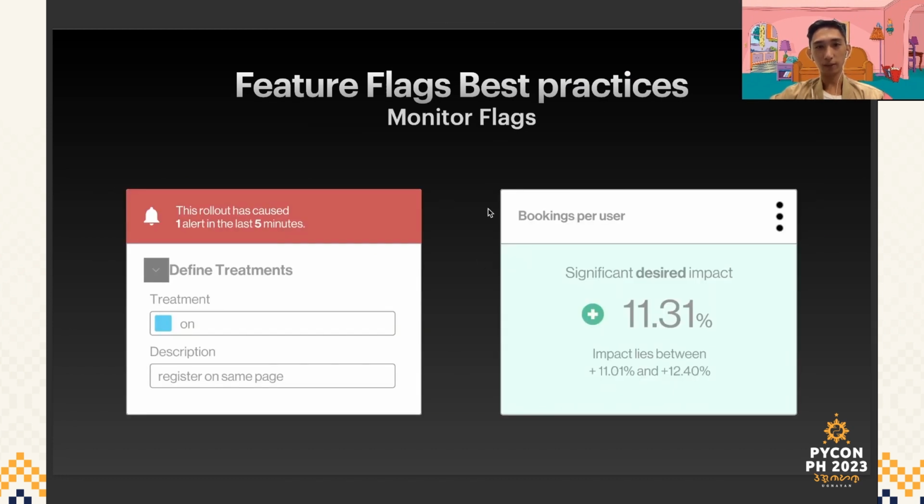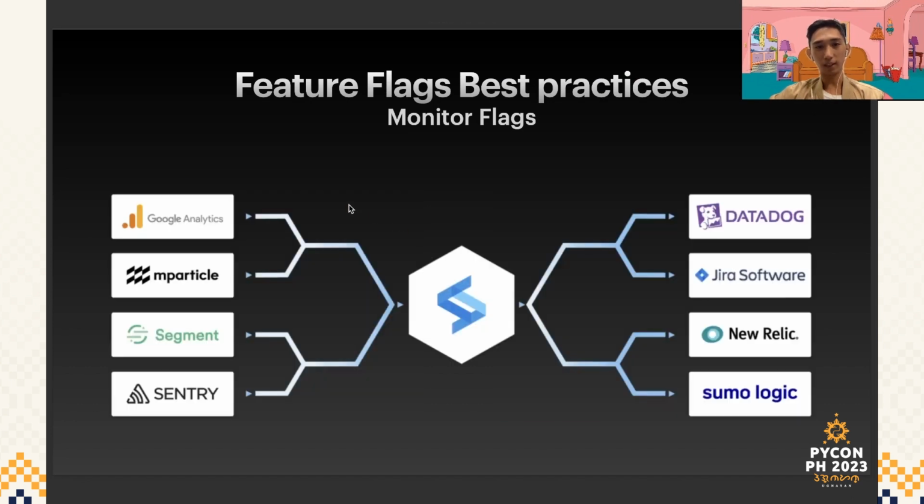And we have monitor flags so that we can ensure that the flag is being used as intended, and that it doesn't cause any issue in the system. And there are different integration tools that we can use, like Google Analytics, Sentry, Jira software, and so on. It's up to the team to decide what they want.